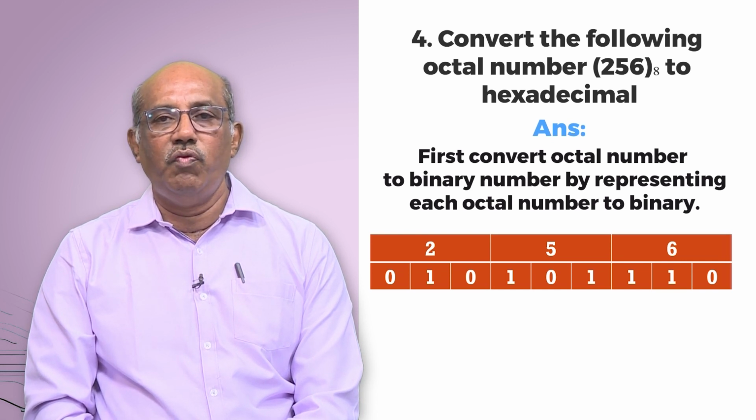So, we have got 256. First, the rightmost octal digit is 6, we will represent it by 3 binary bits, that is 110, followed by 5, which is represented as 101. Similarly, the octal digit 2 we represent as 010.